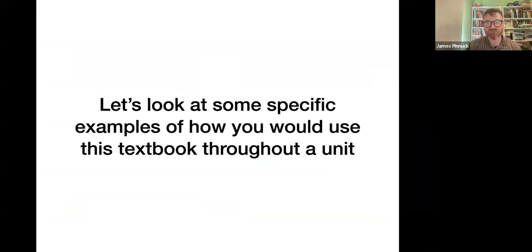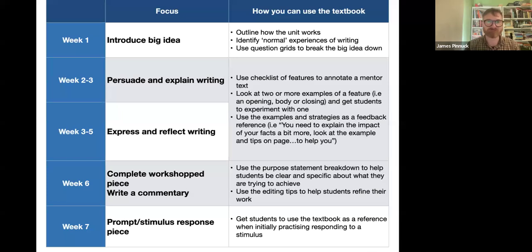Okay, so those are some big picture things about how to structure a unit, and those are some examples about how the chapter is laid out to meet those design principles. Let's look at some specific examples of how you'd use this textbook throughout a unit. On the left-hand side is our suggested way of presenting and structuring a unit, and on the right-hand side are some examples of how you can use our textbook to teach to these different points of the unit.